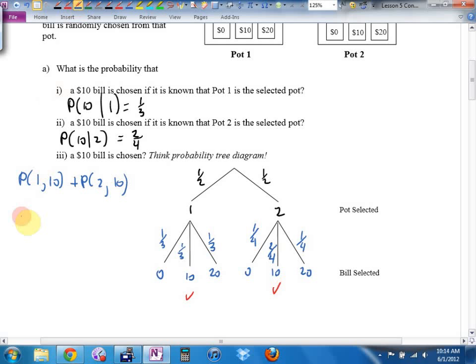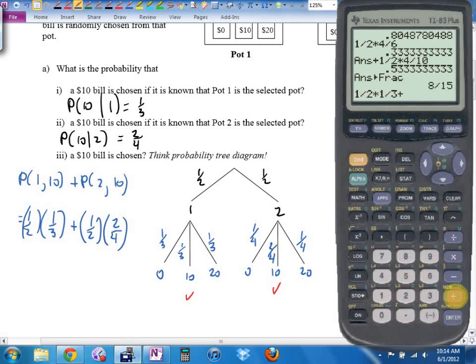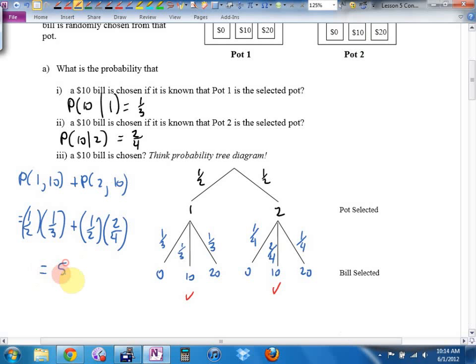It's going to end up being 1 out of 2 times 1 out of 3, or 1 out of 2 times 2 out of 4. Do I have a built-in common denominator this time? Well, it's going to be over 6 and over 8. I'm going to be supremely lazy and just type it in the calculator. Enter, math, enter, enter, and I've got my lowest terms. Yes, it is 5 12ths. The odds of getting a $10 bill, 5 over 12.